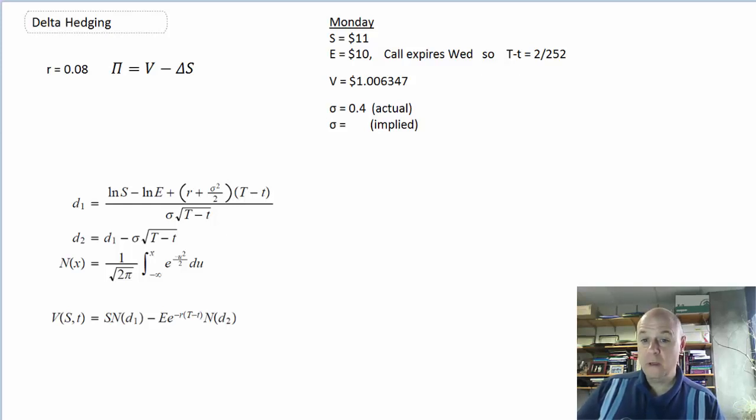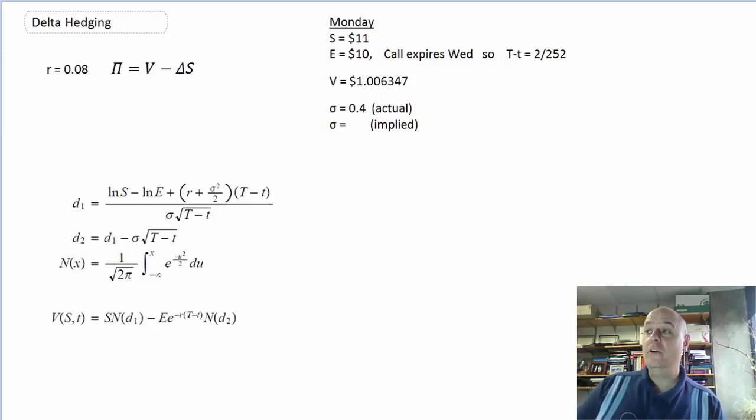So it's Monday, and I just checked a stock that I followed, and the stock is currently selling for $11. And I can see that a call with an exercise price of $10, so I'm already at $1 intrinsic value, is currently selling for $1.0063. So I know it would have to be selling for more than the intrinsic value. It's always worth at least its intrinsic value of $1.